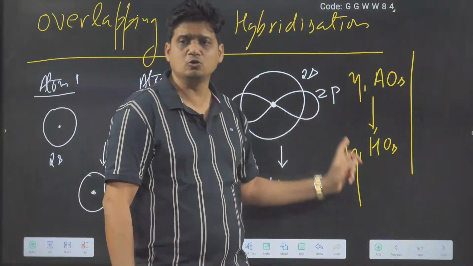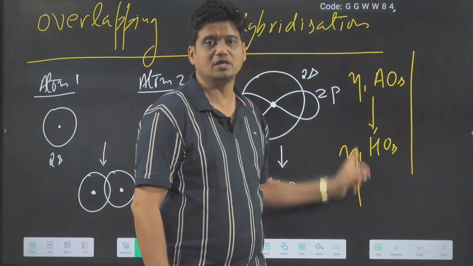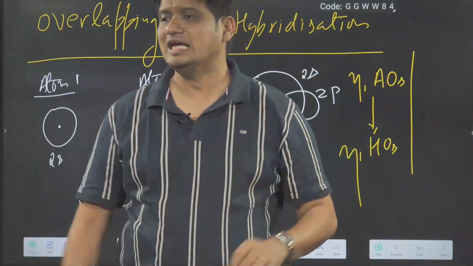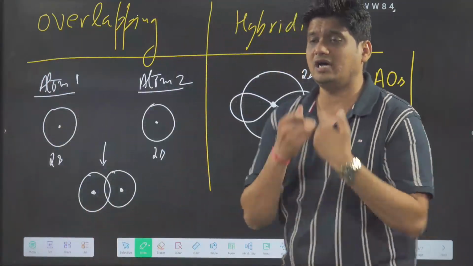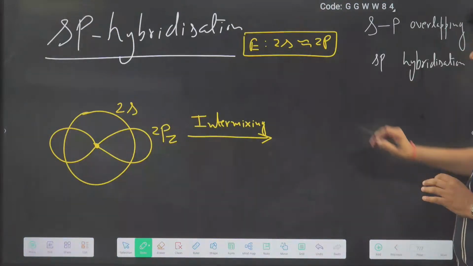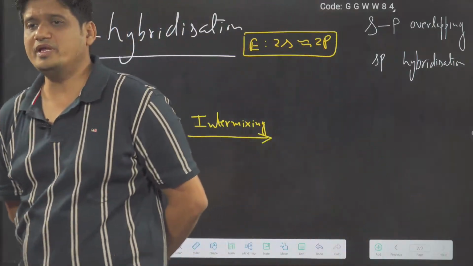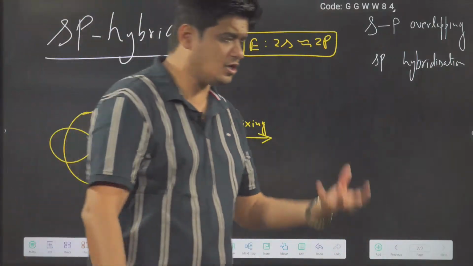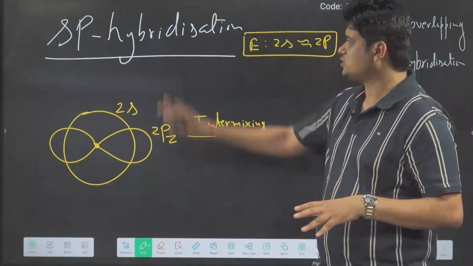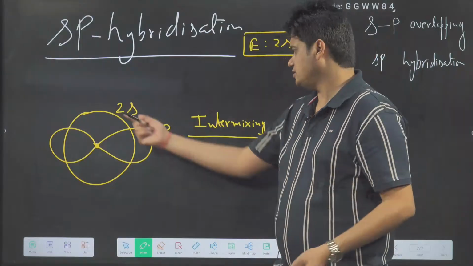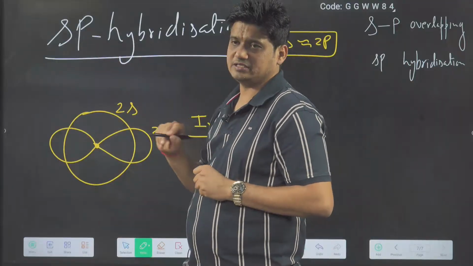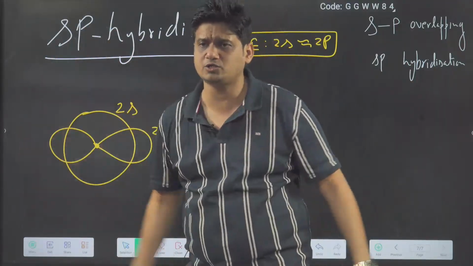2 atomic orbitals, 2 hybrid orbitals. 3 atomic orbitals, 3 hybrid orbitals. 4 atomic orbitals, 4 hybrid orbitals. Whatever number of atomic orbitals are present before hybridization, the same number of hybrid orbitals will come after hybridization. Okay or not? So in sp hybridization, how many atomic orbitals are taken? Atomic orbitals means orbitals of the atom. 2, obviously. One is 2s and another is 2p. The name also gives the answer: sp hybridization, one s and one p.